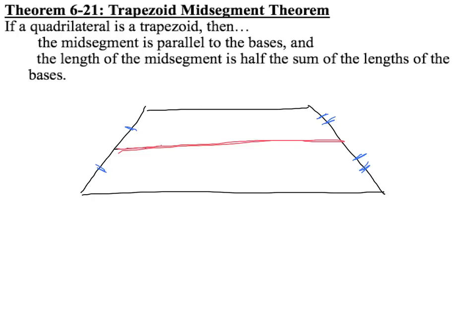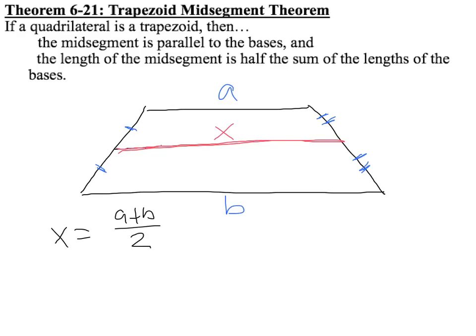So if I put X at my midsegment, and I have A and B, let's say those are lengths, then the midsegment will be half the sum of my two bases. So X will be equal to A plus B divided by 2.